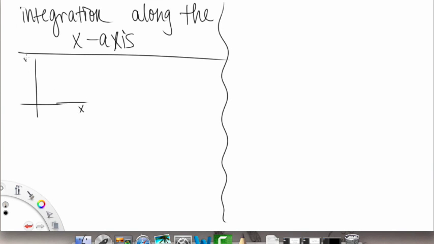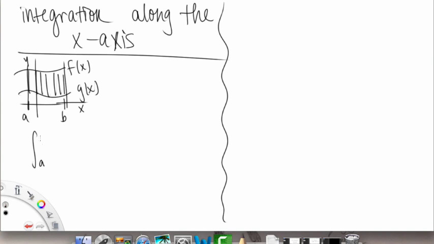So we have our x and our y. Here's our function. So we have an f of x and a g of x there. Okay, and we have our a and b, which are on the x-axis, right? So our area looks something like this. Okay, so some properties of this are that the formula itself is the area is equal to the integral from a to b of y top minus y bottom.